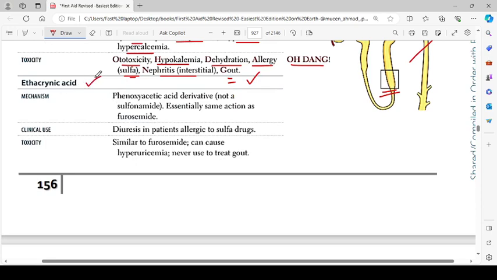Then ethacrynic acid, mechanism is phenoxyacetic acid derivative, not a sulfonamide, and essentially same action as furosemide. The clinical use is diuresis in the patients allergic to sulfa drugs. Toxicity is similar to furosemide and can cause hyperuricemia. Never use this to treat gout because it can cause hyperuricemia.